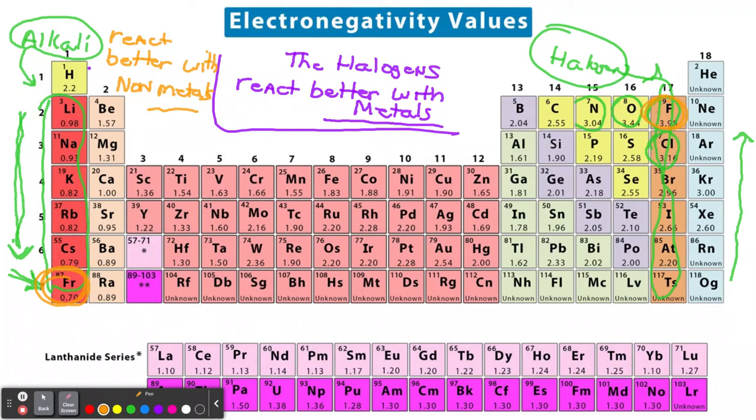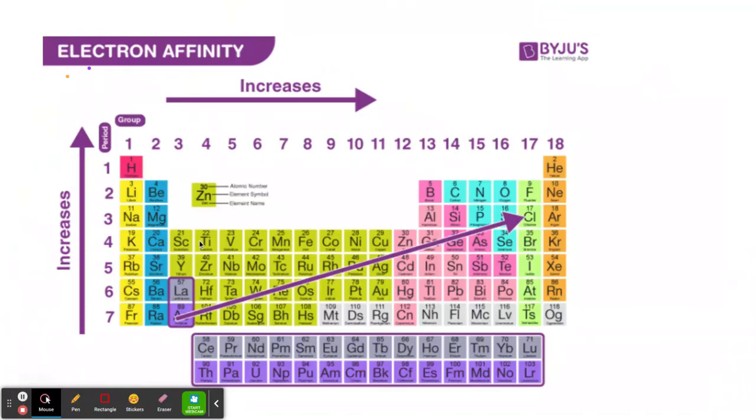Now, there's another word we have to talk about, electron affinity, that some students get confused. Well, let's talk about electron affinity now. All right, now here we have electron affinity, and it increases as you go up with the alkalis, and it increases as you move to the right. And the one with the most electron affinity, this is where it gets confusing for some, is chlorine. It has a higher electron affinity than fluorine.